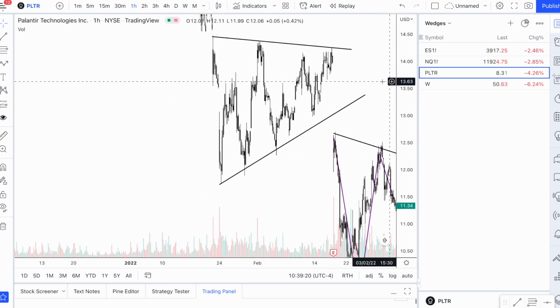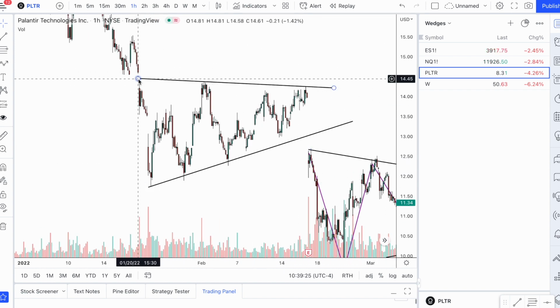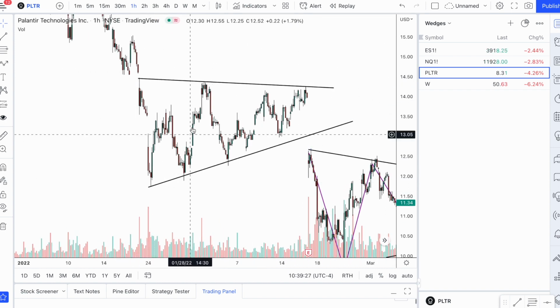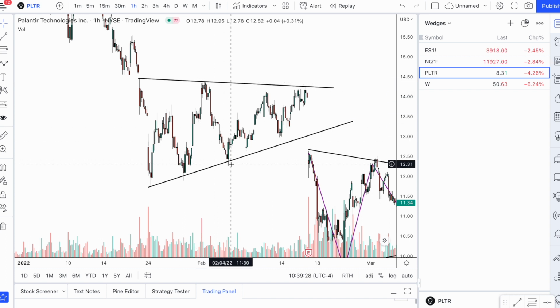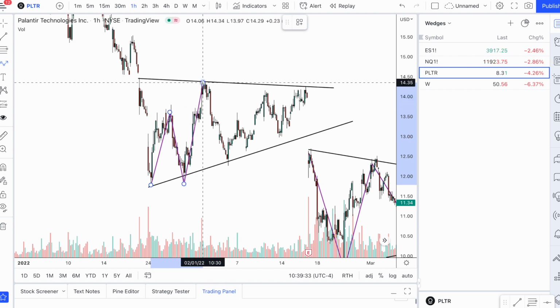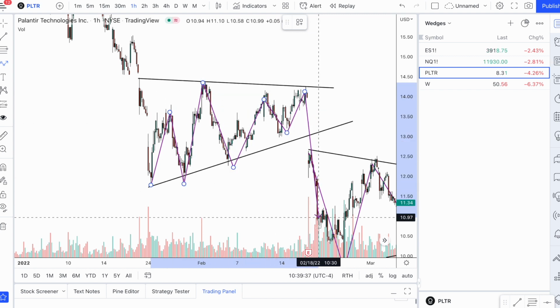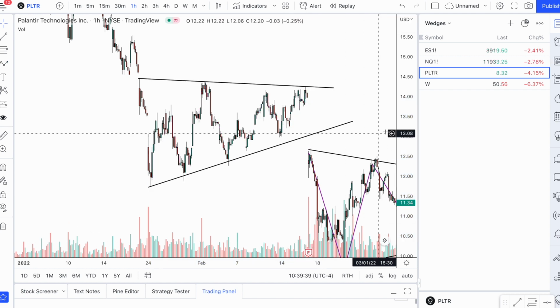One more here on PLTR. This one's a little bit easier to read. You can see here we have a high, a low, higher low, lower high, higher low, and we just keep going and going and going, just like this. And then we get our wedge, and eventually it breaks down and continues a lot lower.